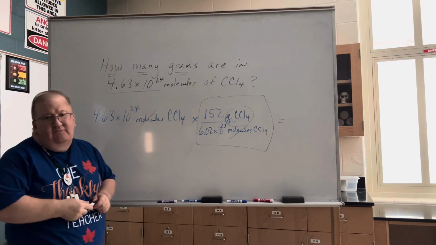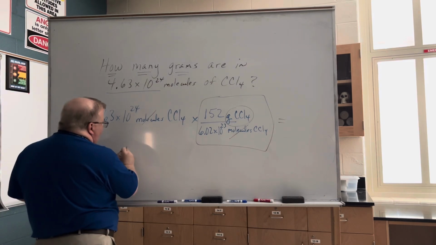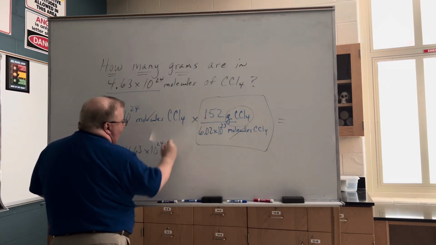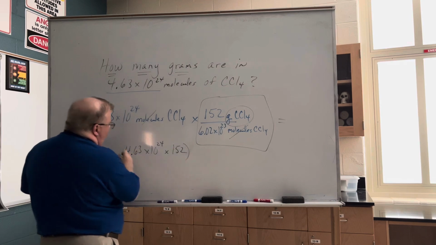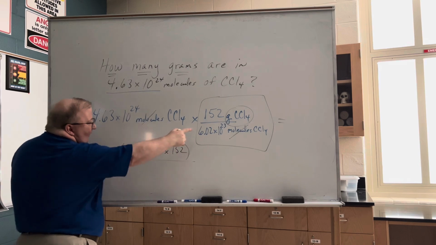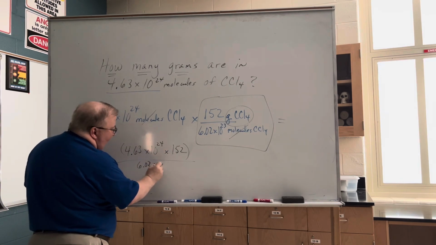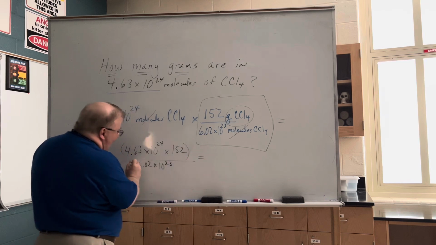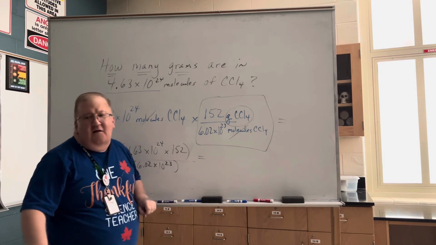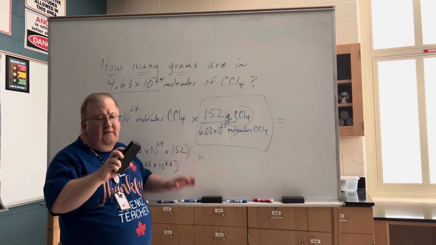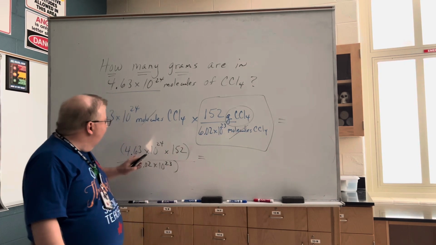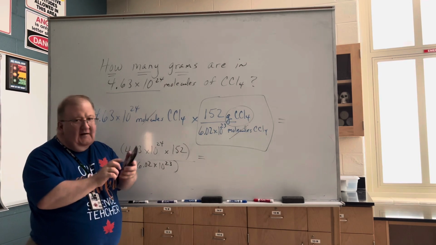So now I'm ready to just crunch the numbers. Be careful, I would rewrite this again and put 4.63 times 10 to the 24th times 152 over, and we know that number is over the number 1, so I don't really need to write it by 1, but 6.02 times 10 to the 23rd would be in the denominator. I like to put parentheses around everything just to make sure my calculator, all the numbers are put in correctly and there's not some weird order of operations that kicks in and gives me the wrong number or answer. So put parentheses, and here's how I literally key it into the calculator.